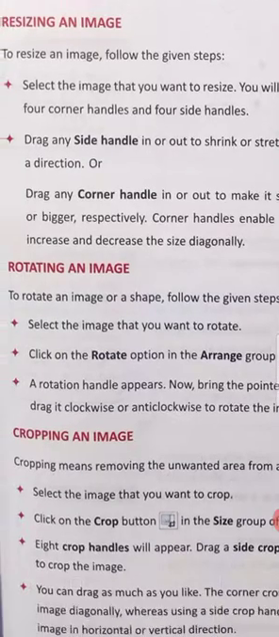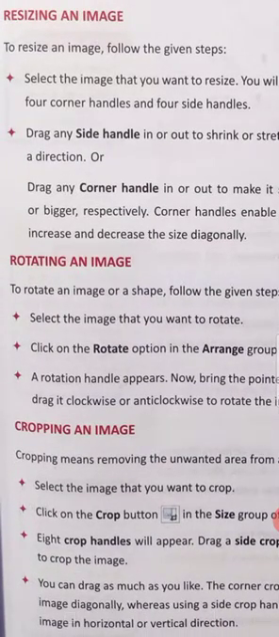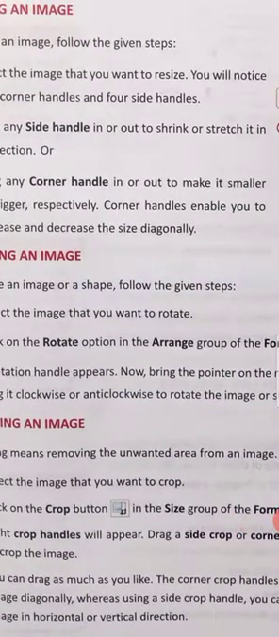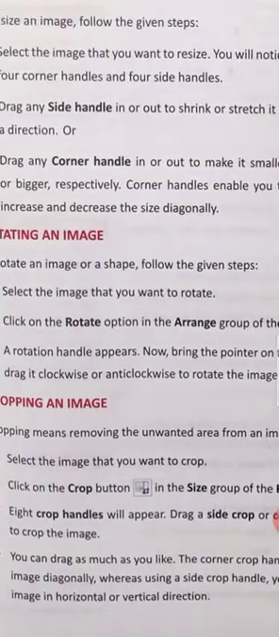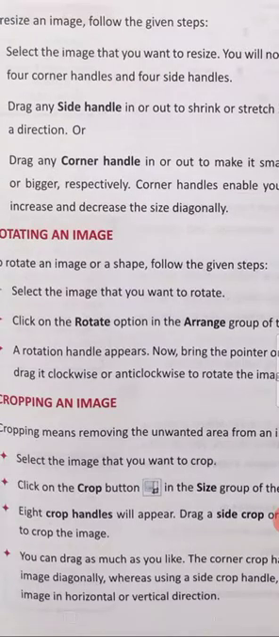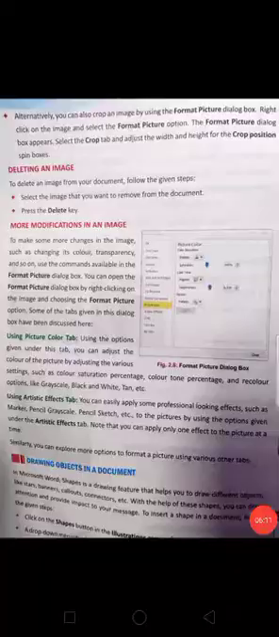Cropping an image. All of you are familiar with these things. If we want to remove an unwanted area from our photo, we can use crop. So first of all, select our image. After that click on the Crop button. After that we can set the size according to our wish and apply. Deleting an image. It is very easy. If you want to delete any image, first of all select the image and after that press the Delete key. You can also select it, right-click and then delete.